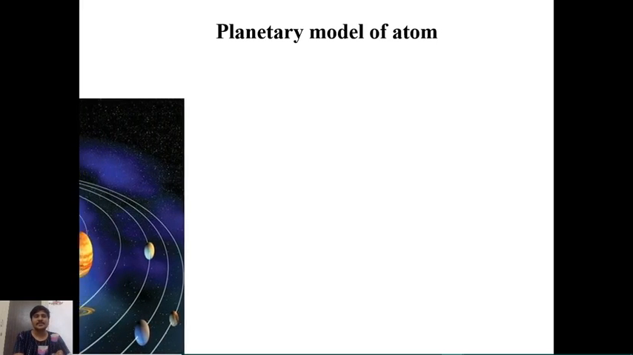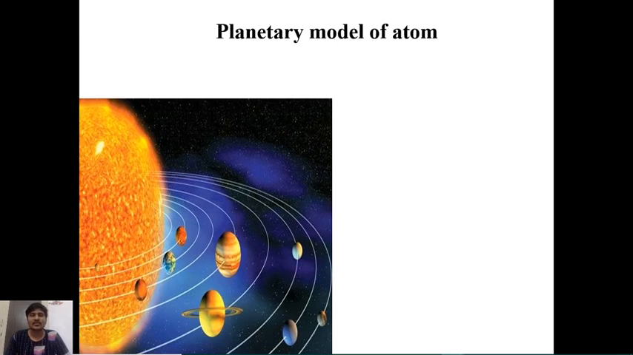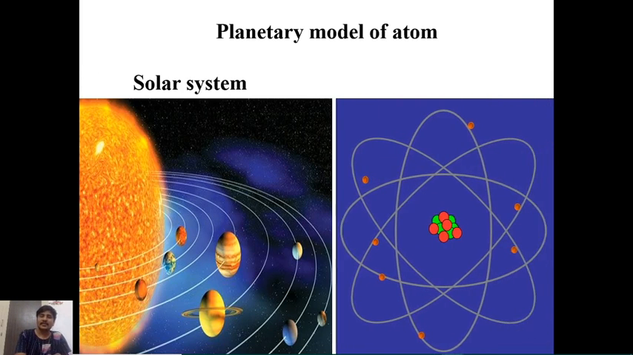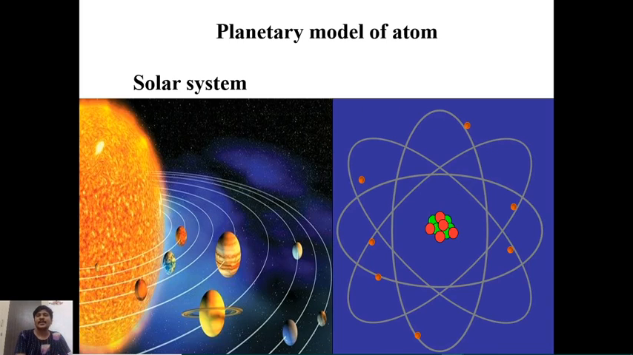Now we take a model which is the planetary model of an atom. Mr. Rutherford gave us a planetary model, which means that at the center of the solar system we take a sun, and the different planets are revolving around the sun. This same phenomenon is applied to an atom, which means at the center there is a nucleus and the electrons are revolving on particular paths or orbits, as given by the Rutherford atom model.